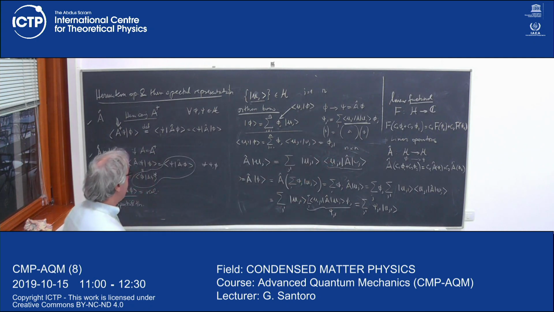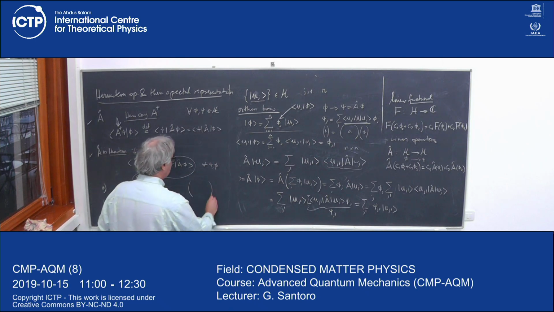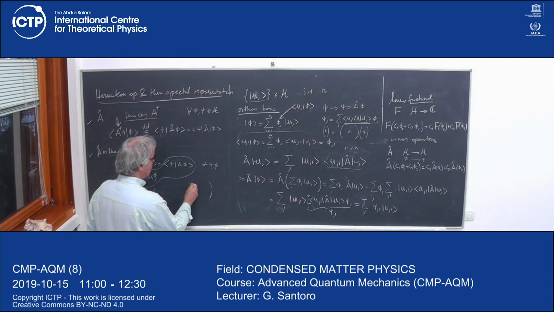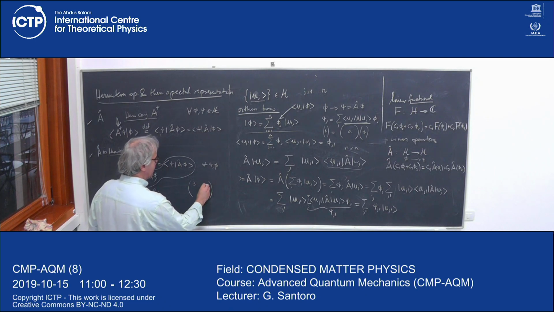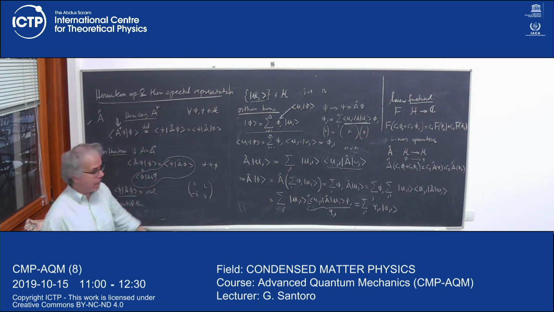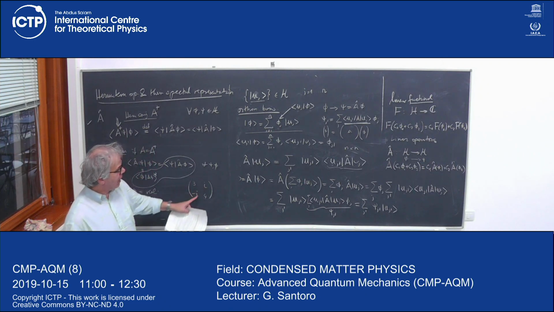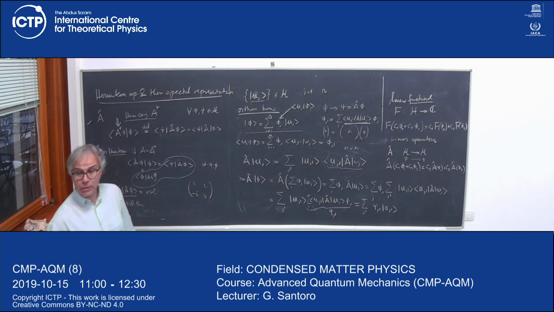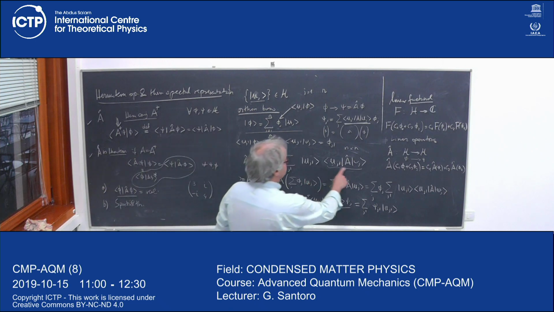Just to tell you, in this matrix here, the diagonal elements are real, and here, for instance, I have i. This matrix is Hermitian, because all you need is that the off-diagonal elements are the stars of each other. How do I see that?